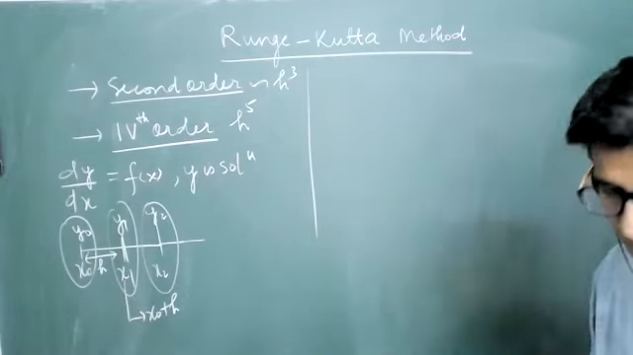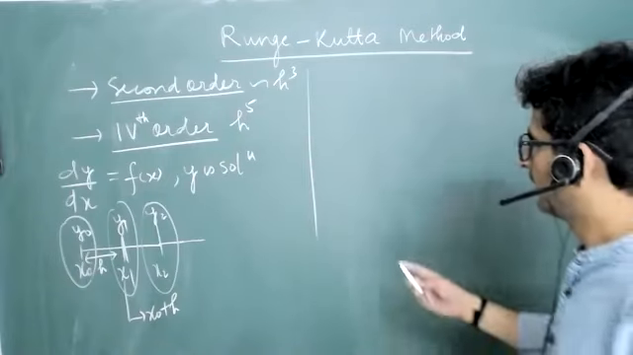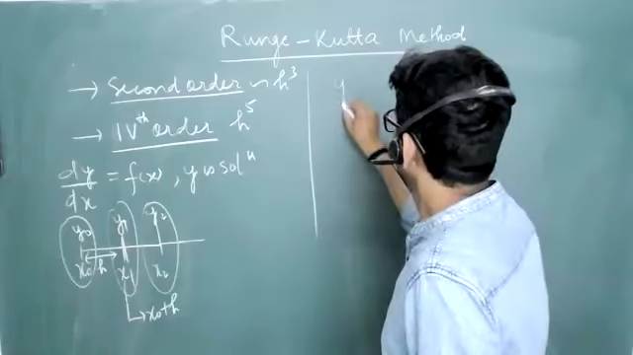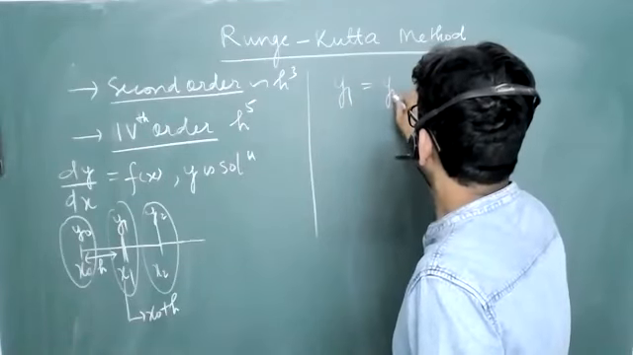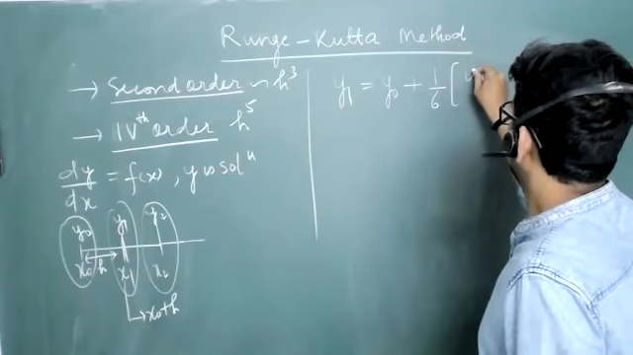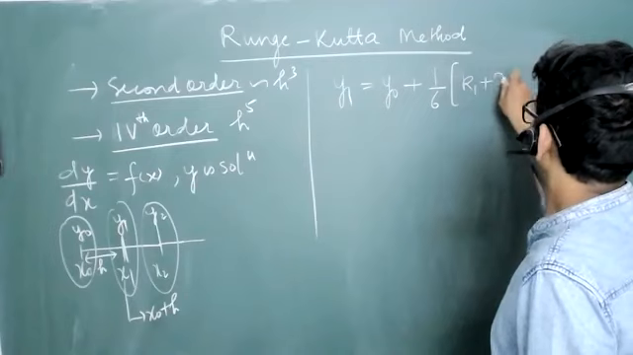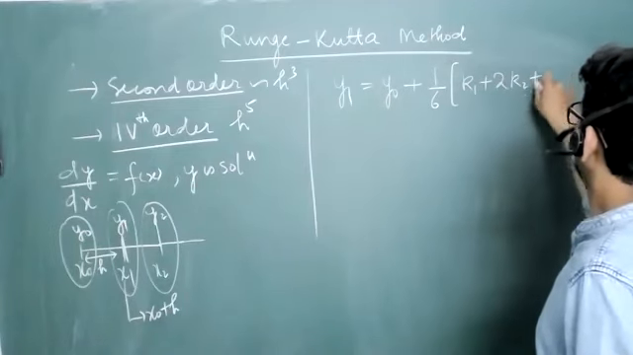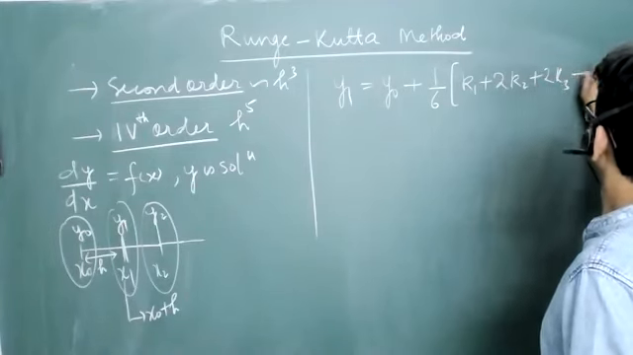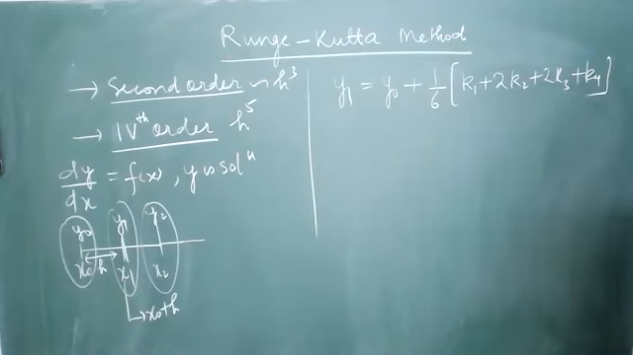So the fourth order Runge Kutta is like this: y1 is equal to y0 plus 1 by 6 (k1 plus 2 k2 plus 2 k3 plus k4). Because of this presence of k1, k2, k3, k4, it is called fourth order.